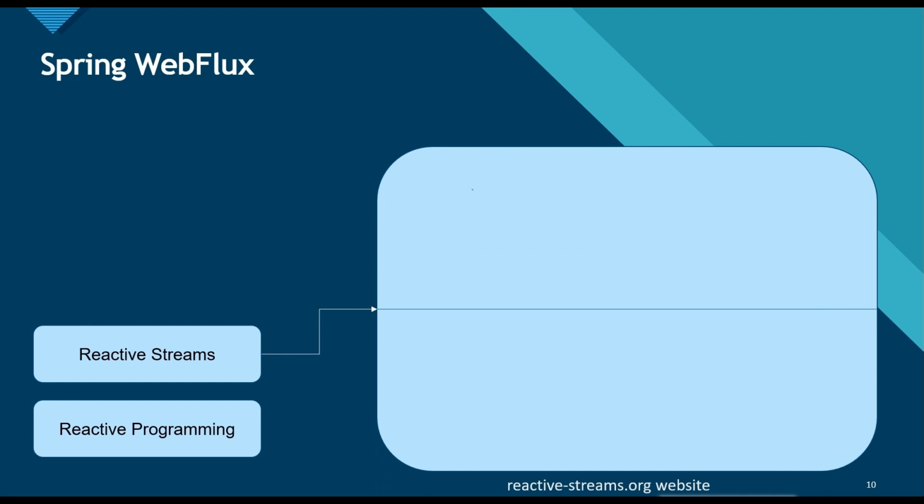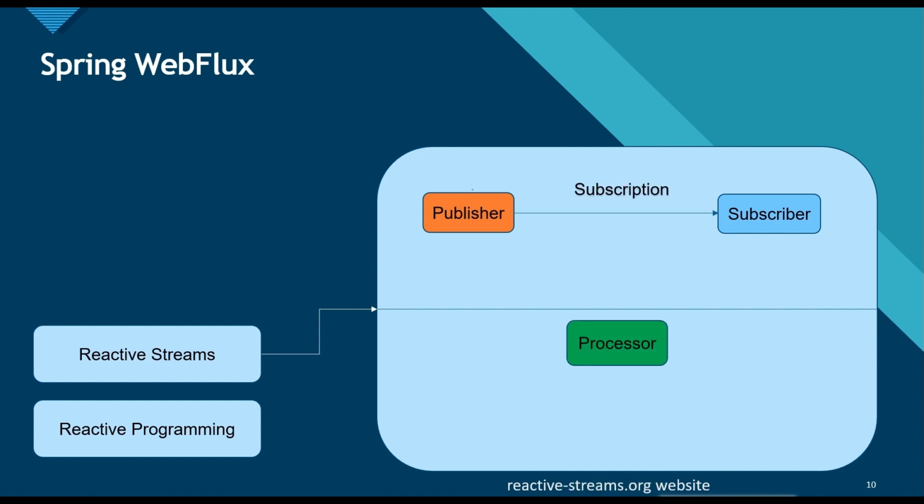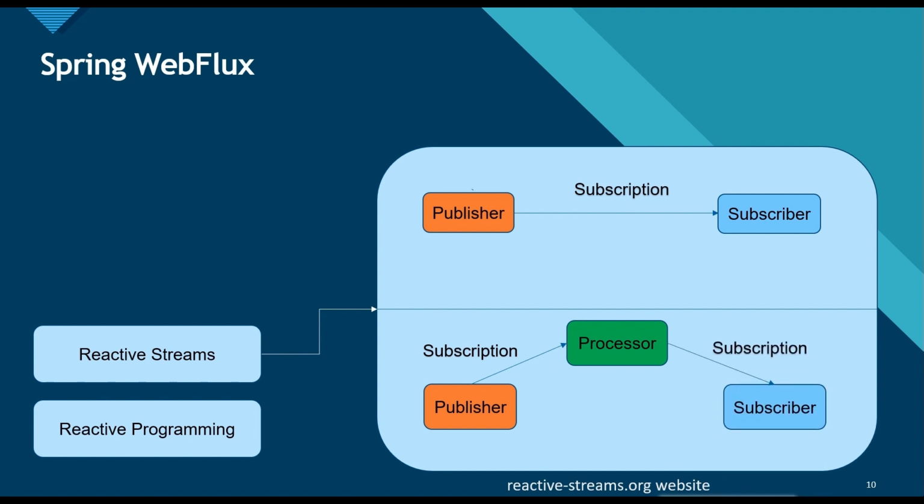It has mainly four components. First is the publisher, which publishes the data in the form of data streams. Second is the subscriber, which subscribes to consume the data of the data stream from the publisher. The third is the subscription, which joins the publisher and the subscriber. And the fourth is the processor, which is a combination of a publisher and a subscriber. The processor uses a subscription to subscribe to a publisher to get the data from the data stream, and one or more subscribers can use a subscription to get the data from the processor.